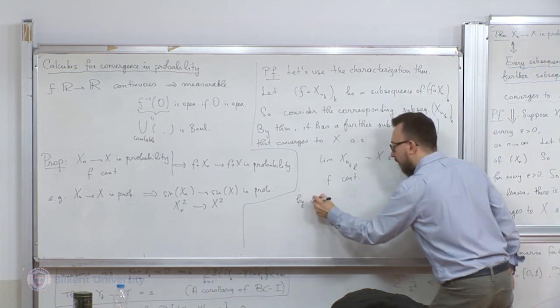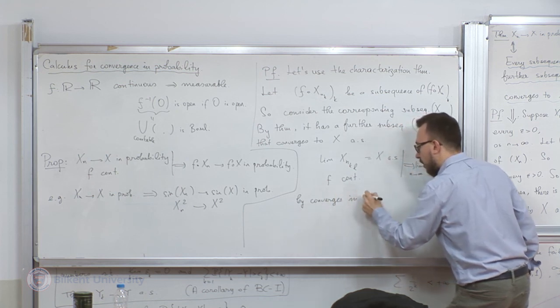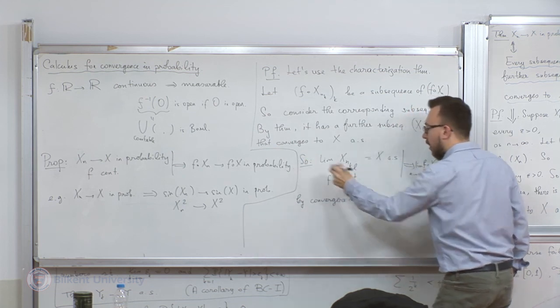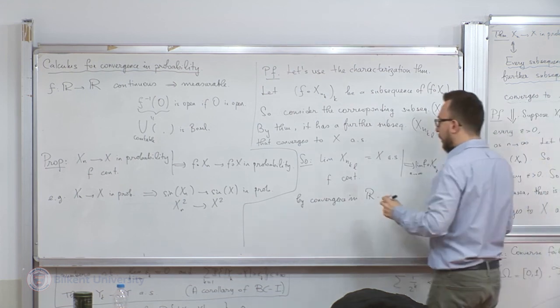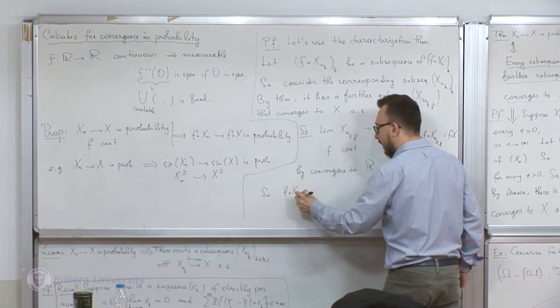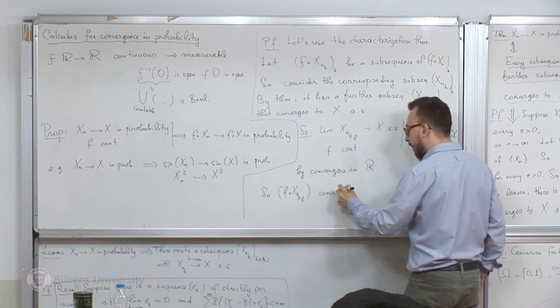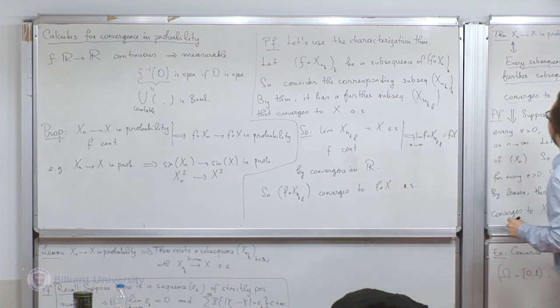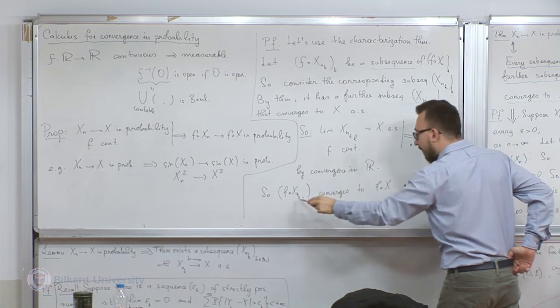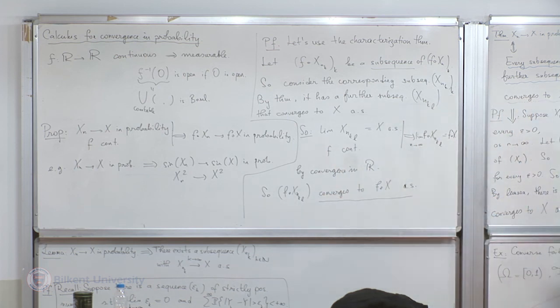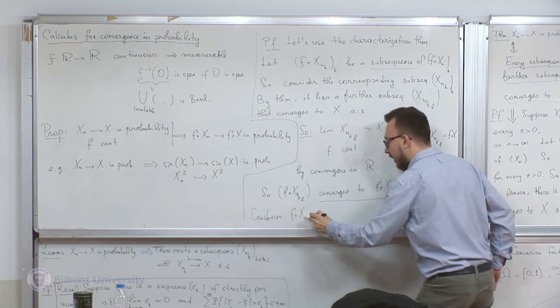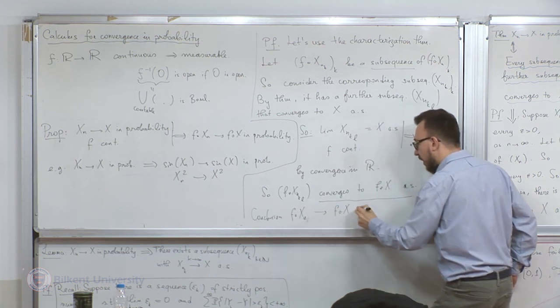By convergence in the real line. Okay. So this means what? So f of X_{n_{k_l}} converges to f of X almost surely. This is exactly what we wanted to show, because we took a subsequence. Now it has a further subsequence that converges to the limit almost surely. So the conclusion is that f of Xn converges to f of X in probability.